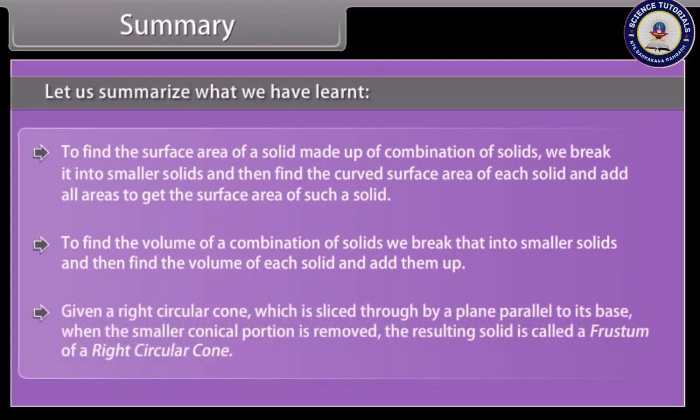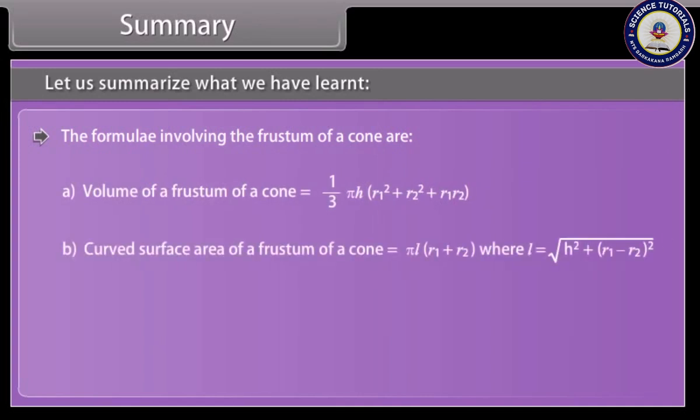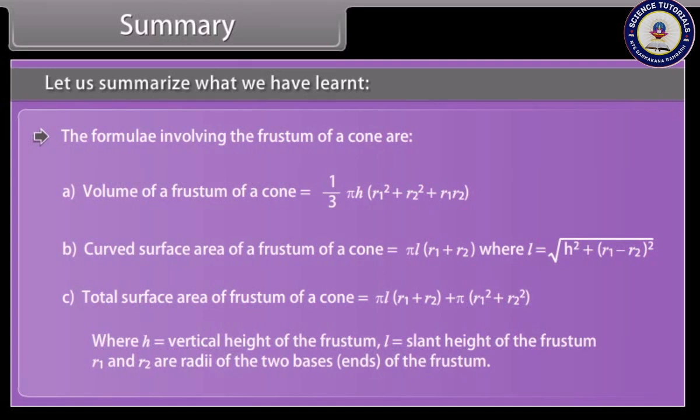Given a right circular cone, which is sliced through by a plane parallel to its base, when the smaller conical portion is removed, the resulting solid is called the frustum of a right circular cone. The formulae involving the frustum of a cone are: where h is equal to the vertical height of the frustum, L is equal to the slant height of the frustum, R1 and R2 are radii of the two bases, the ends of the frustum.